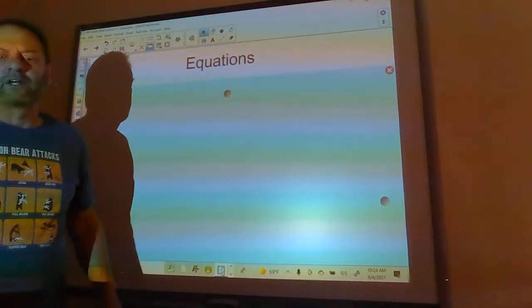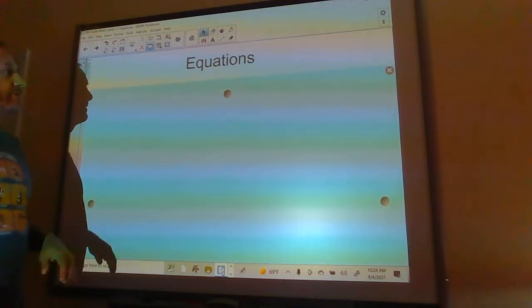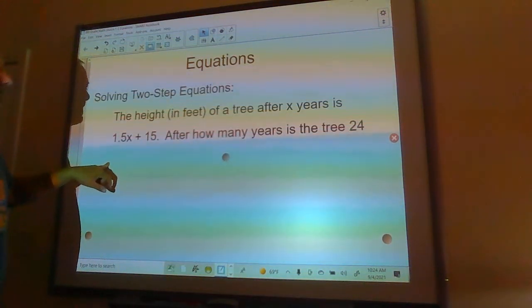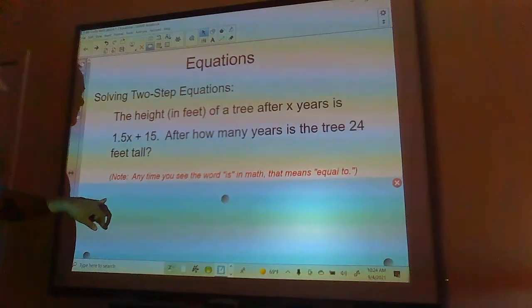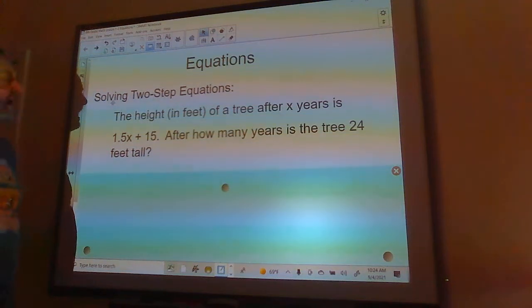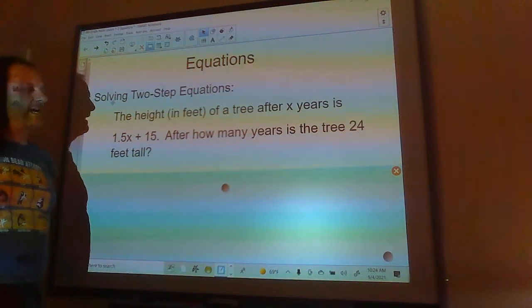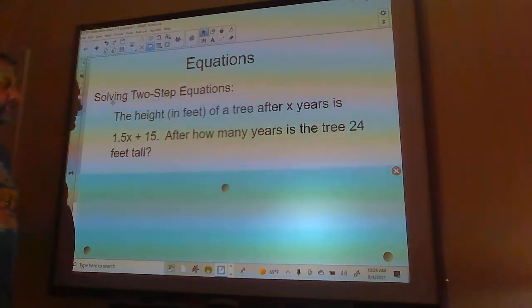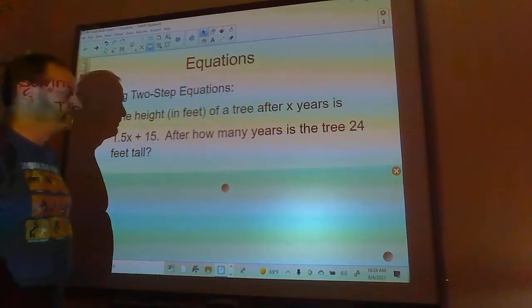Good morning, everybody. Today we're going to talk about equations. Okay, so we're going to solve some two-step equations. So we're going to start with this little story problem here. It says the height in feet of a tree after x years is 1.5x plus 15. After how many years is the tree 24 feet tall?